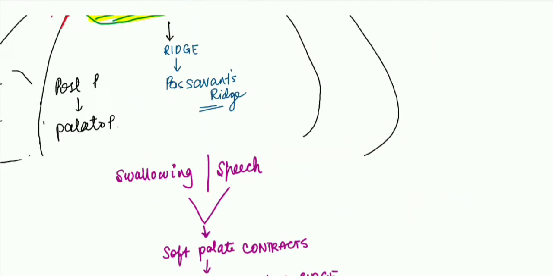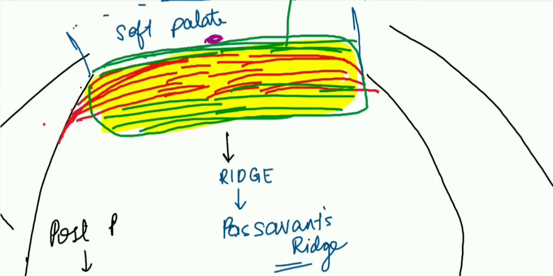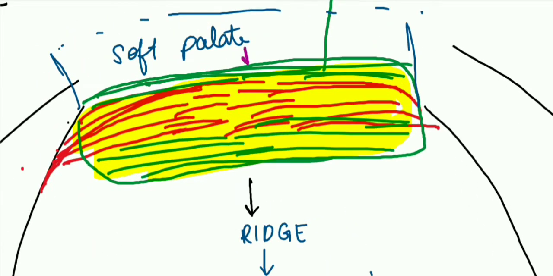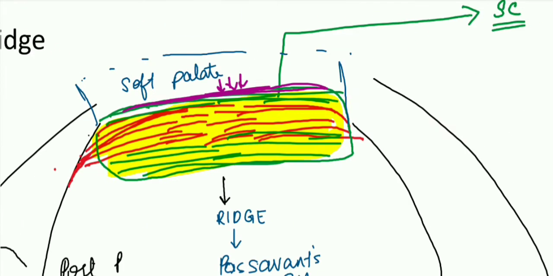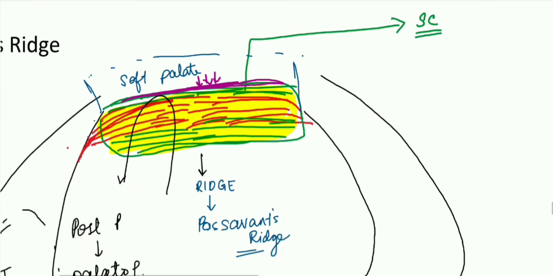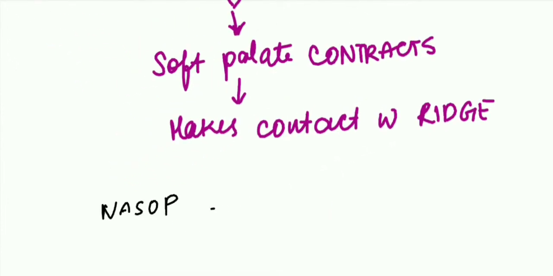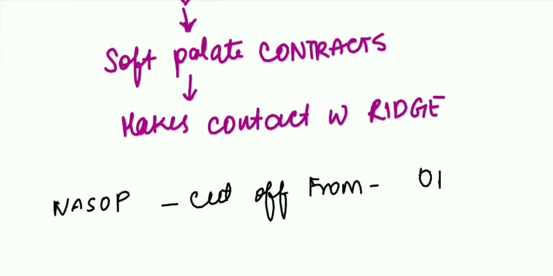Why does this need to happen? We have the nasopharyngeal isthmus, connecting the nasopharynx with the oropharynx. This is the opening which the soft palate coming in contact with the Passavant ridge closes. So the nasopharynx is cut off from the oropharynx.